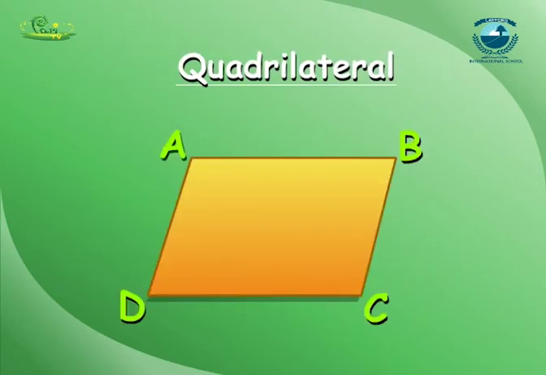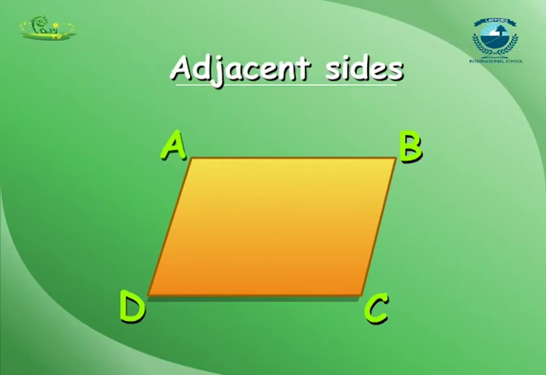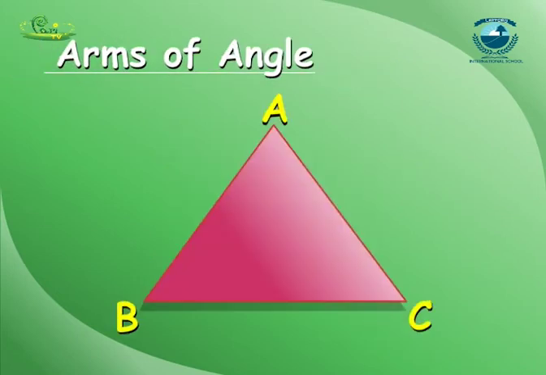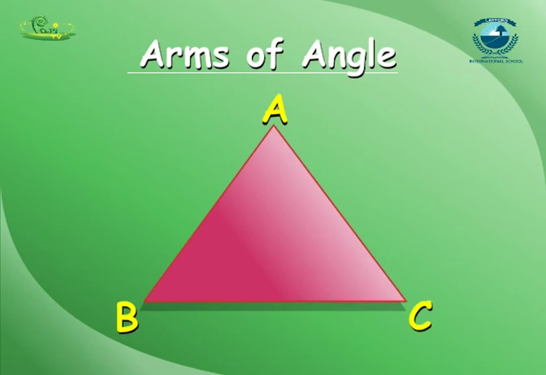So you know the side of the quadrilateral, but tell me, what are its adjacent sides? In this quadrilateral ABCD, sides AB and BC, sides AB and AD, and sides BC and CD are adjacent sides. A triangle has three sides, three angles, and three vertices.